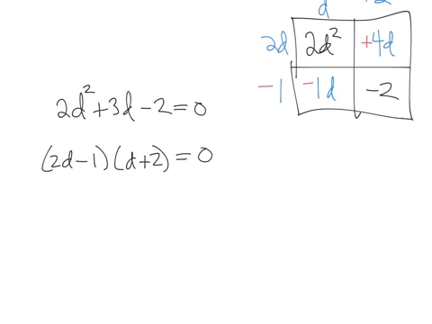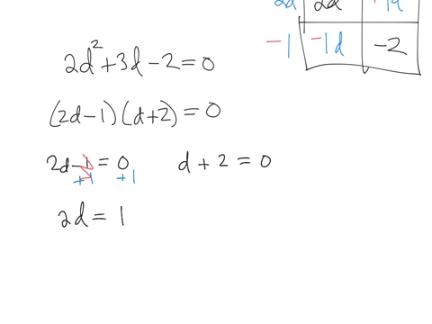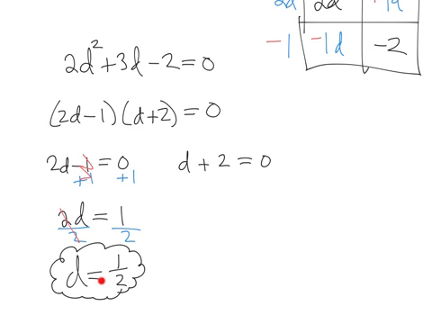So that means either 2D minus 1 is equal to 0 or D plus 2 equals 0. So we're going to add 1 to both sides. So you get 2D equals 1. And now we're going to divide both sides by 2, so the 2's cancel, and we get D is equal to 1/2. So that's part of our problem, and that shows why we couldn't use Desmos, because the answer is a fraction. And again, Desmos doesn't play nice with fractions.